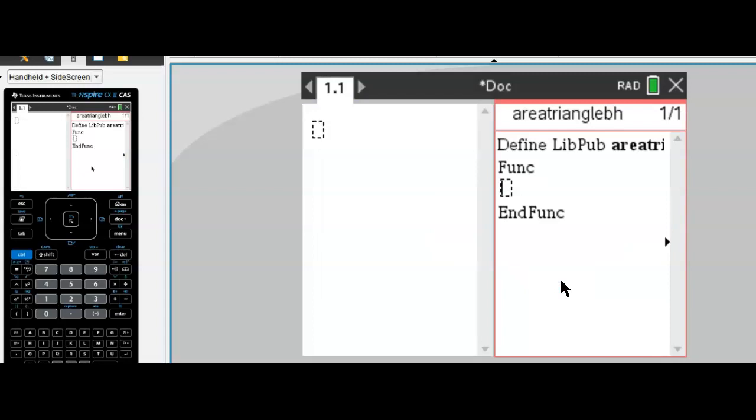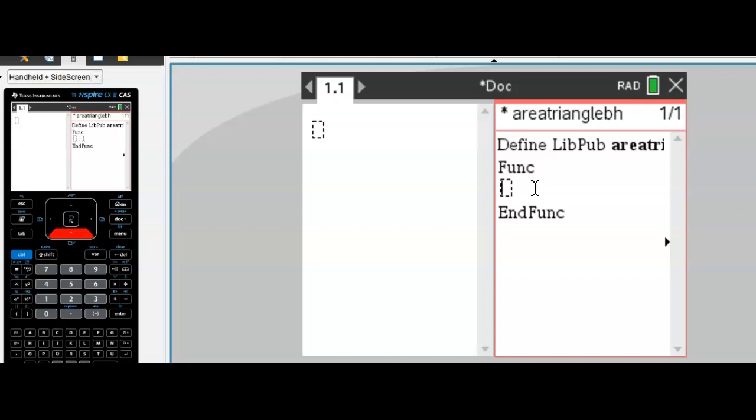Okay. All right, so your screen is split into two parts. On the left-hand side is your normal calculator screen, and then on the right-hand side is where we're going to put in our function. So if we just scroll up, you can see there's the name of our function, area of a triangle BH. Now, in the brackets, we put in whatever our variables are. So ours are going to be B and H for base and height. And then just use your arrows to go down, and then you can see function here.